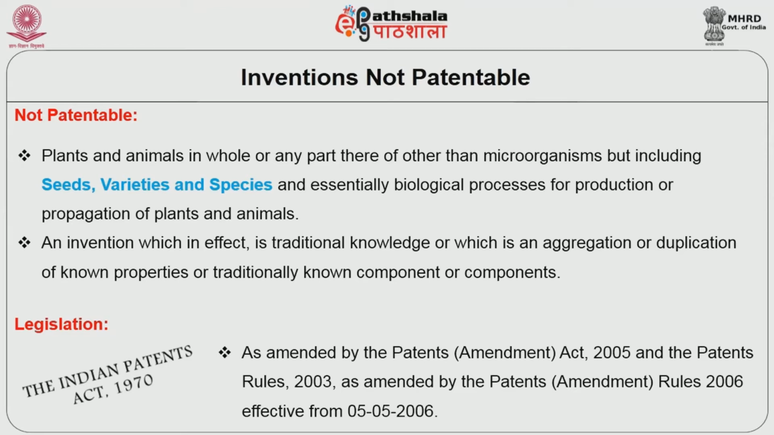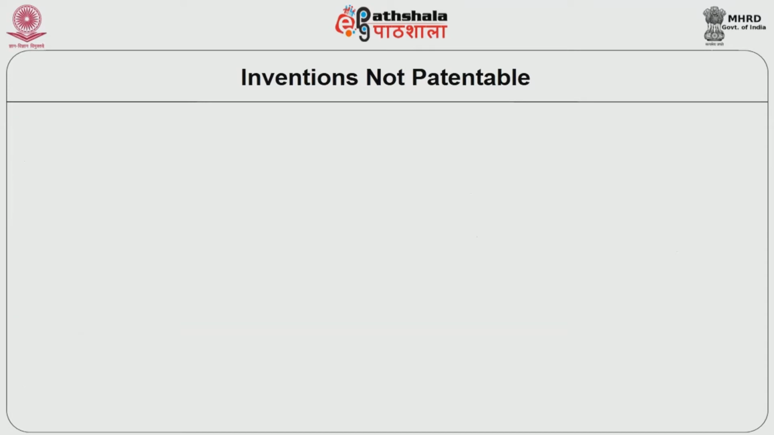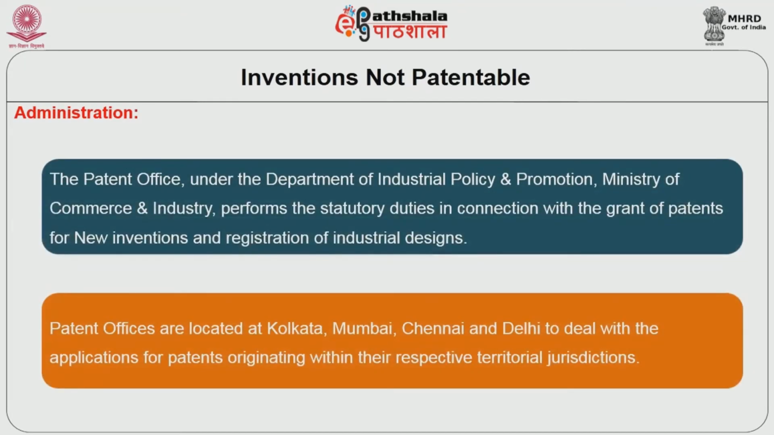and it is effective from 5/5/2006 onwards. Coming to the administration, the Patent Office comes under the Ministry of Commerce and Industry. It is governed by the Department of Industrial Policy and Promotion. They are facilitating the inventions and registration of patents and industrial designs. The regional offices located in Kolkata, Mumbai, Chennai and Delhi receive applications originating from their territory, because each office has a territory of the country.